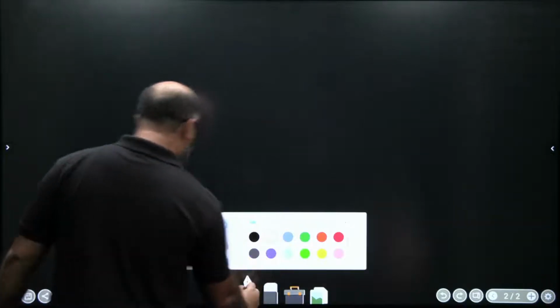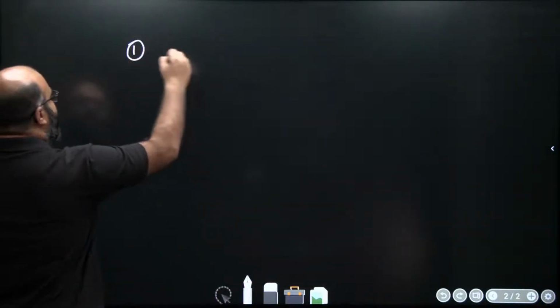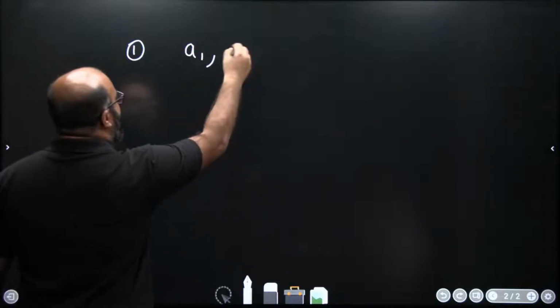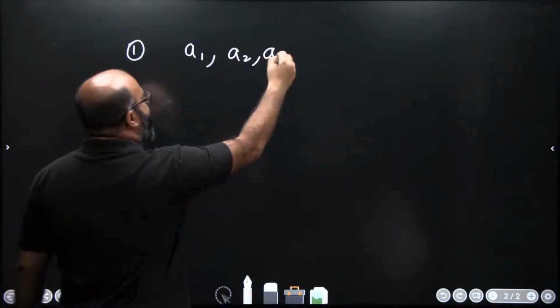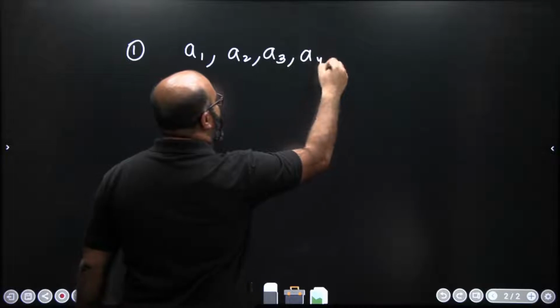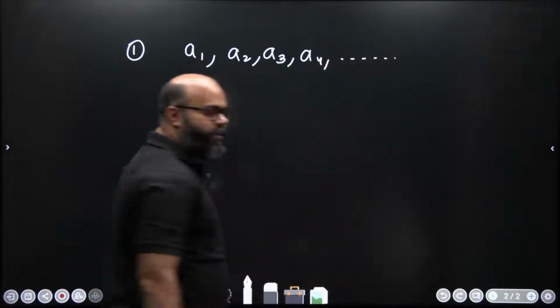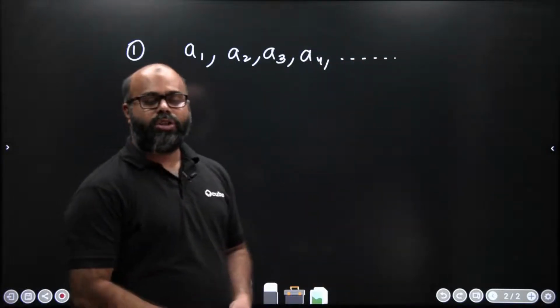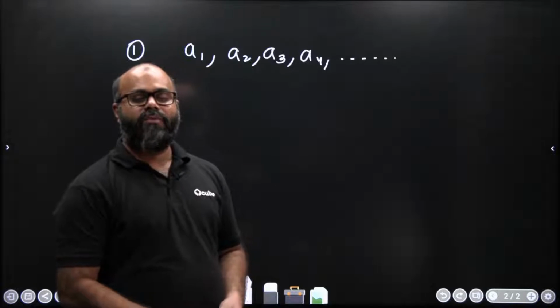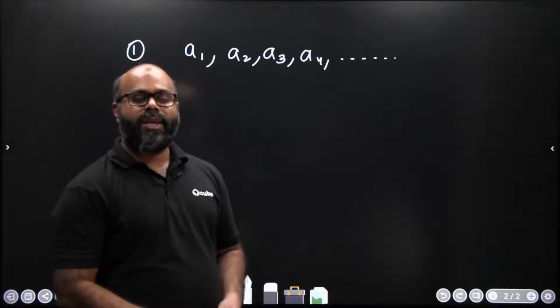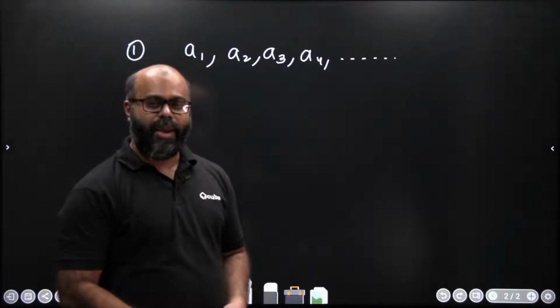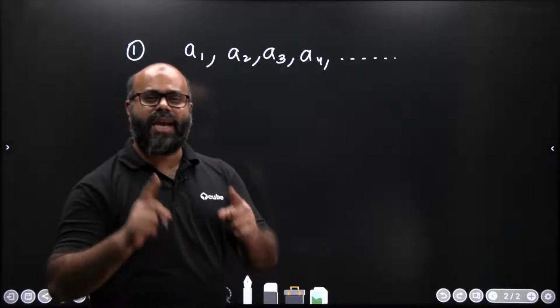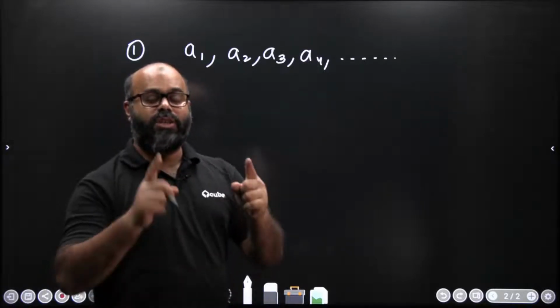The first property says that if there is an AP whose terms are A1, A2, A3, A4, and so on, then if you add a constant k or subtract a constant k, where k is a positive number, the resulting sequence is also an AP with the same common difference as the original sequence.